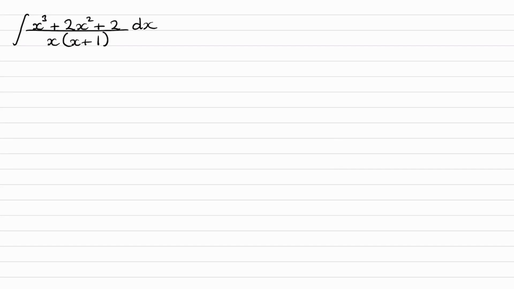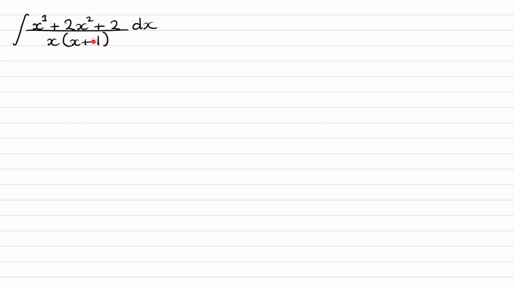So at the bottom of our fraction we have x multiplied by x plus 1. We can solve this by using partial fractions, but before we do that, we first have to do long division because this is an improper algebraic fraction. We can tell that because we have a cubic on the top and a quadratic on the bottom.